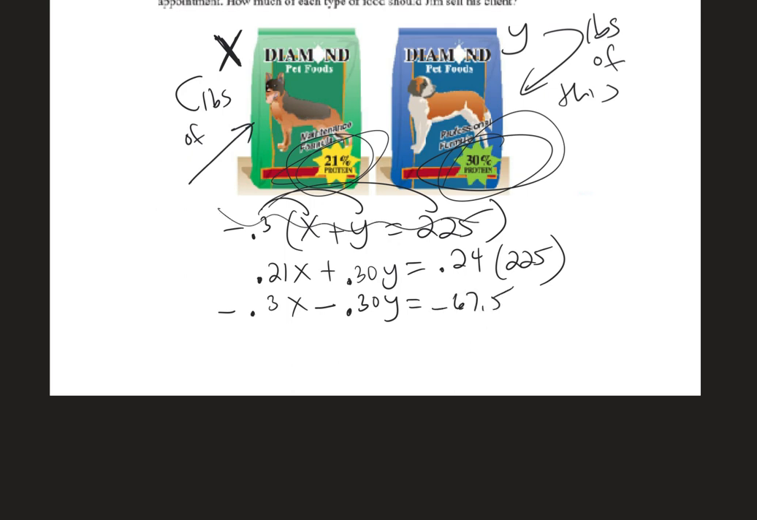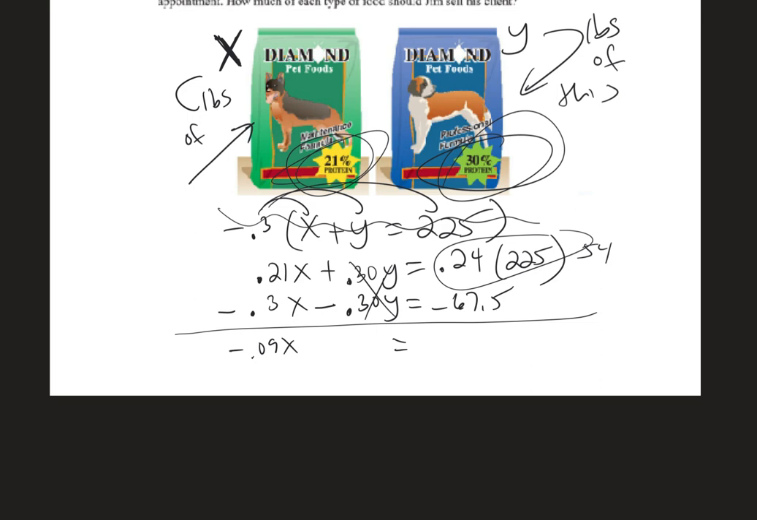So now I've gotten rid of this and I've started with a fresh one. I am going to take away, it's got 0.21 minus 0.3 is minus 0.09. These cancel. If I say 0.24 times 225, that gives me 54. So this right here is worth 54. And if I take 54 and I combine it with negative 67.5, I get negative 13.5.